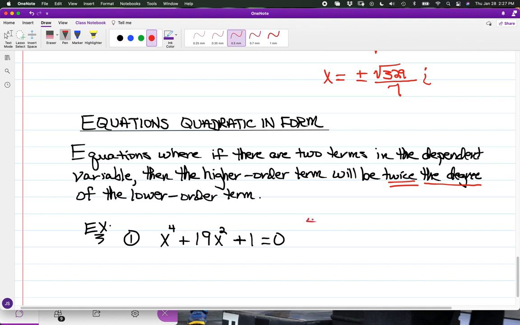Higher order, we have 4. Lower order, we have 2. And guess what? We have a 4 to 2 ratio. 4 over 2 is equal to 2. And we can say that this equation is going to be quadratic in x squared. In other words, quadratic in the lower order variable factor.